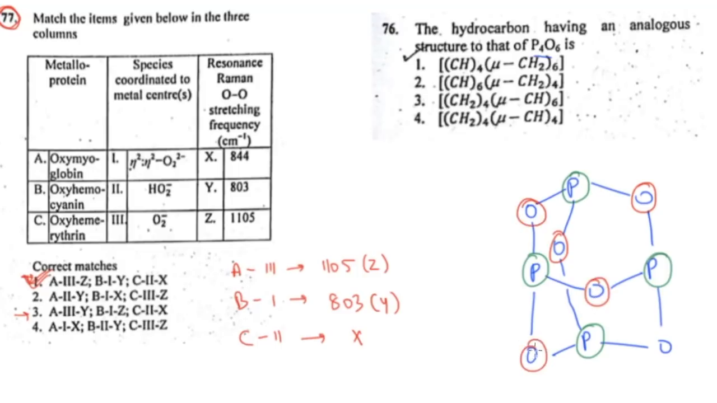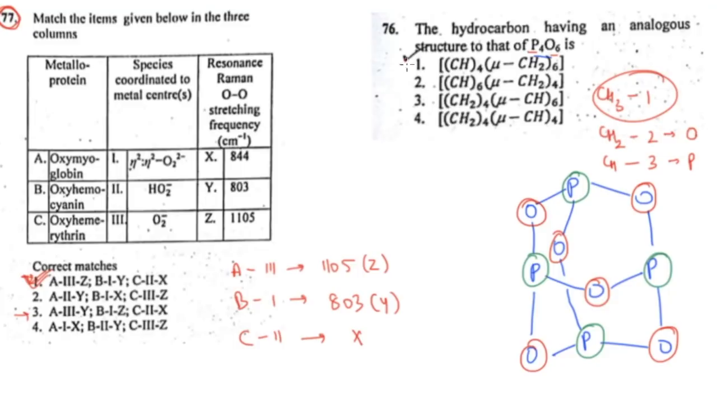So that means you need something which is trivalent. CH3 can make just 1 bond, CH2 can make 2 bonds, and a CH unit can make 3 bonds. So CH will be equivalent to phosphorus, CH2 will be equivalent to oxygen, and CH3 you don't need for this. How many phosphorus are there? 4 phosphorus and 6 oxygen. So you need 4 CH units and 6 CH2 units.